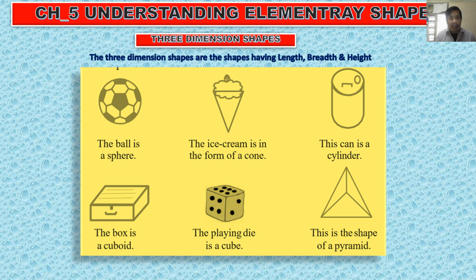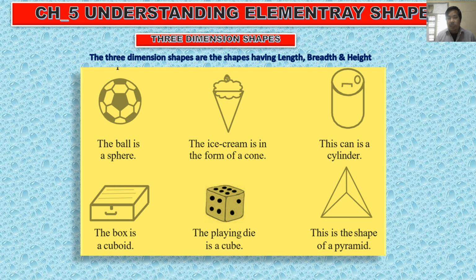When the circle has length, breadth, and height, then it is a sphere. And you can see the cone. When the triangle has a base surface, that is called a cone, you can see.